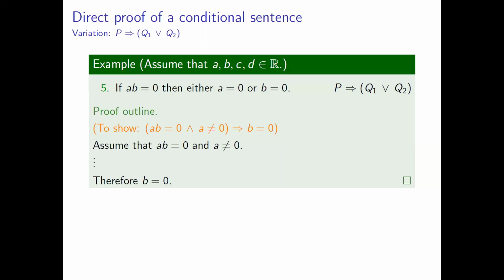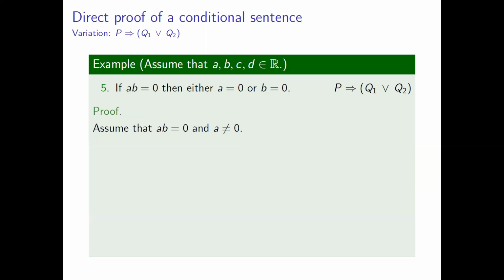A direct proof begins by assuming that A times B equals 0 and A is not equal to 0. We shall prove that B equals 0. Assume that A times B equals 0 and A is not equal to 0. Since A is non-zero, it follows from the existence of multiplicative inverse elements that A has a multiplicative inverse 1 over A.